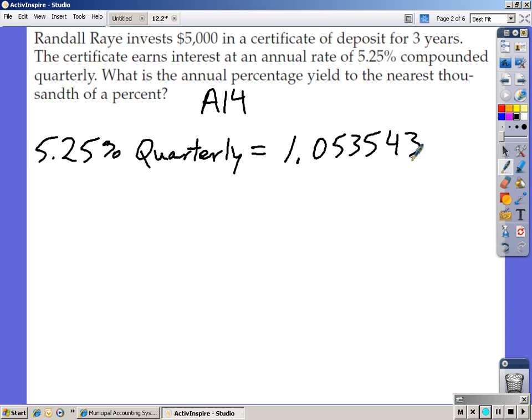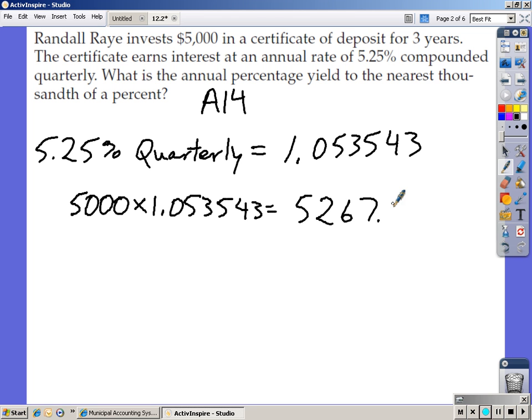Okay? All right, now, what we're trying to do is find the annual percentage yield. So in order to do that, we take the amount of money invested, 5,000 times 1.053543. Okay? This is going to give us the total amount invested plus interest. Go ahead and multiply that out. You should come up with 5,267.72.